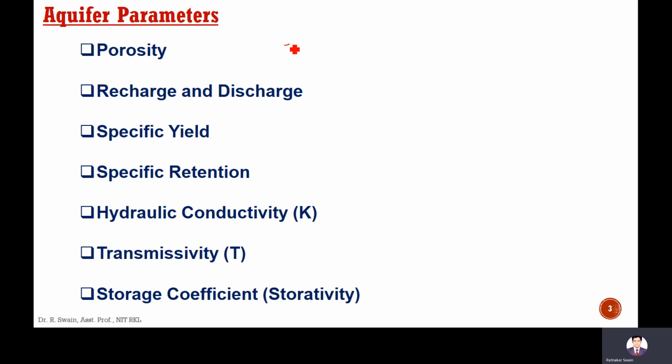In the last class, we discussed porosity, recharge and discharge, specific yield, and specific retention. And in today's class we'll discuss hydraulic conductivity, transmissivity, and storage coefficient, or storativity.